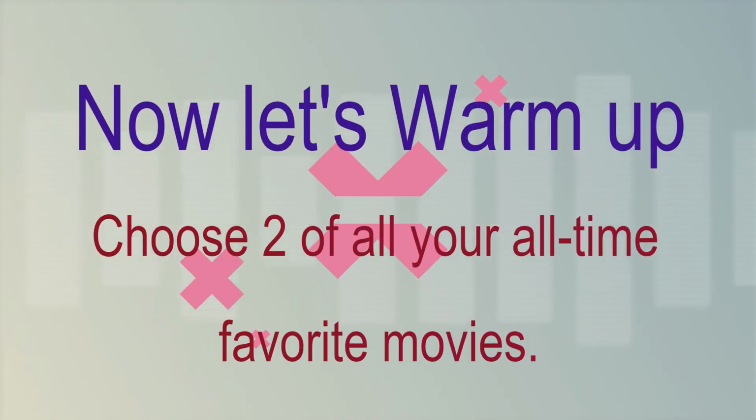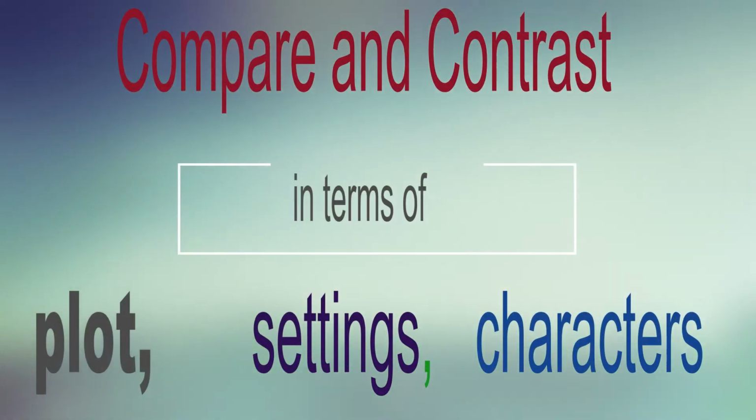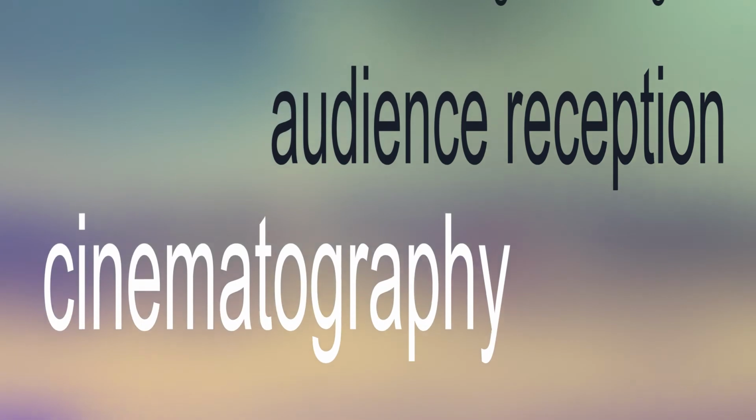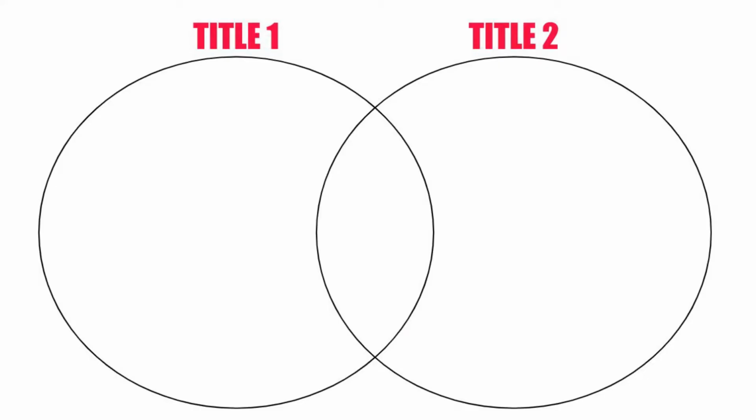Now let's warm up. Choose two of your all-time favorite movies. Compare and contrast them in terms of plot, settings, characters, cinematography, and audience reception using a Venn diagram.